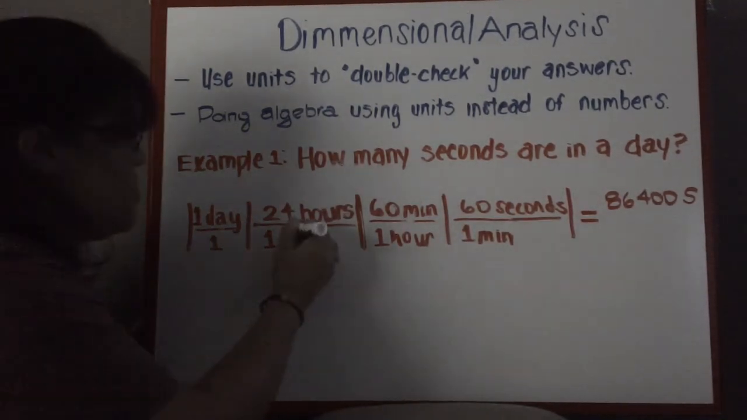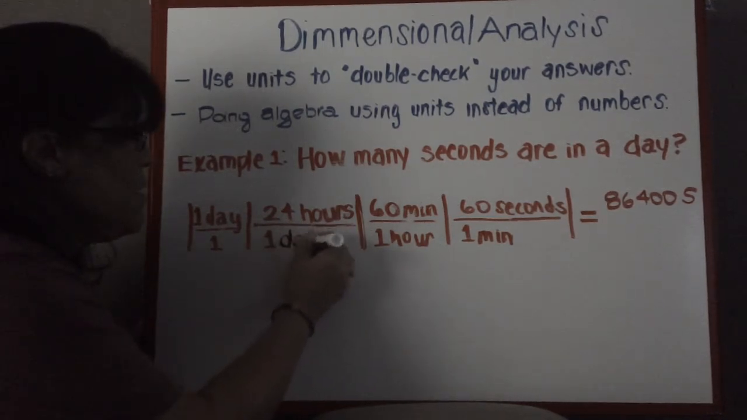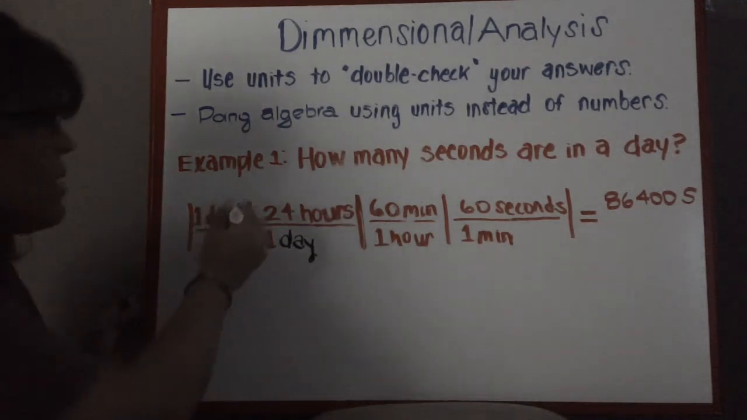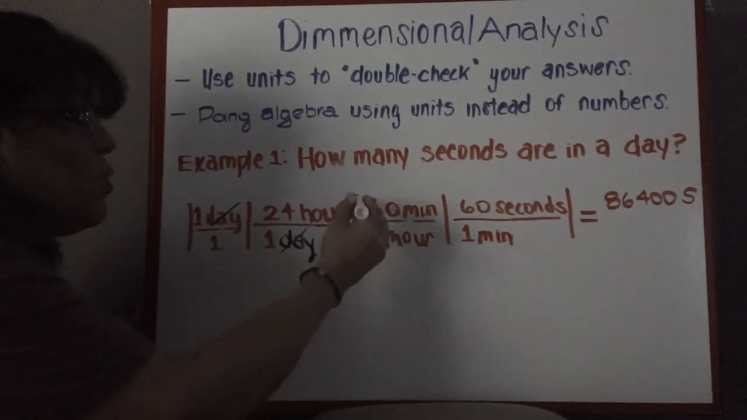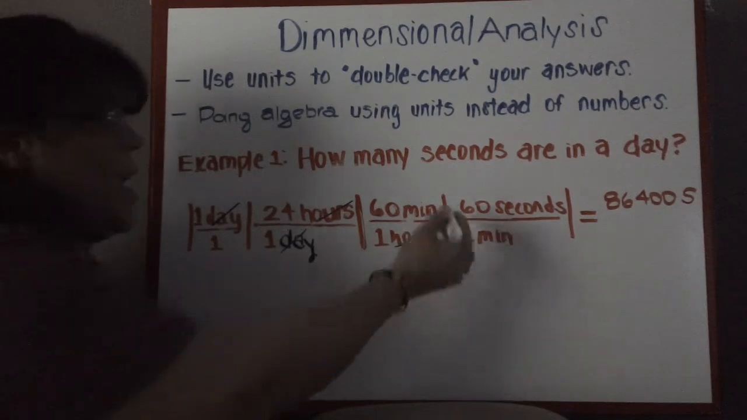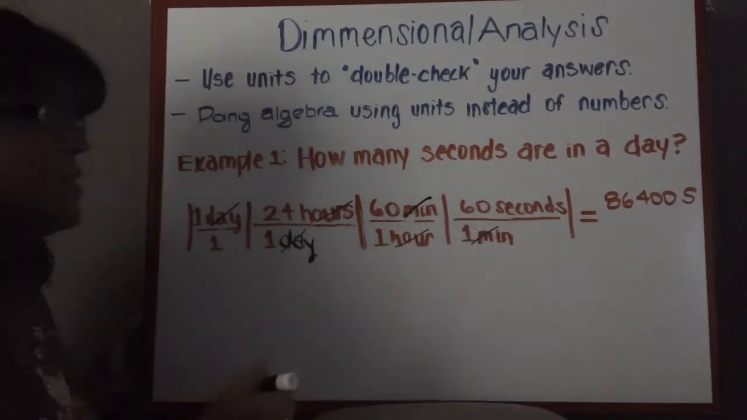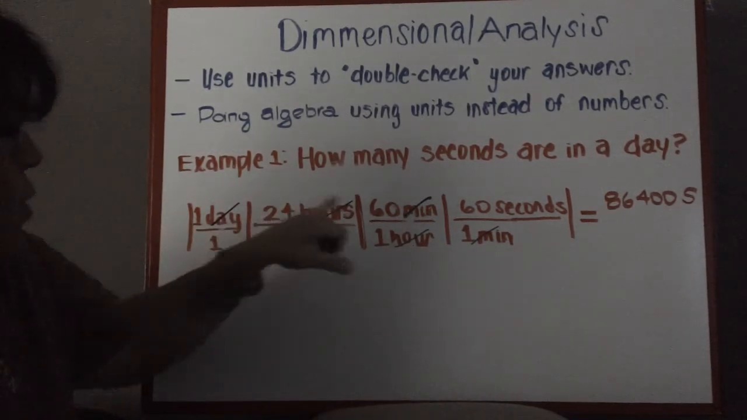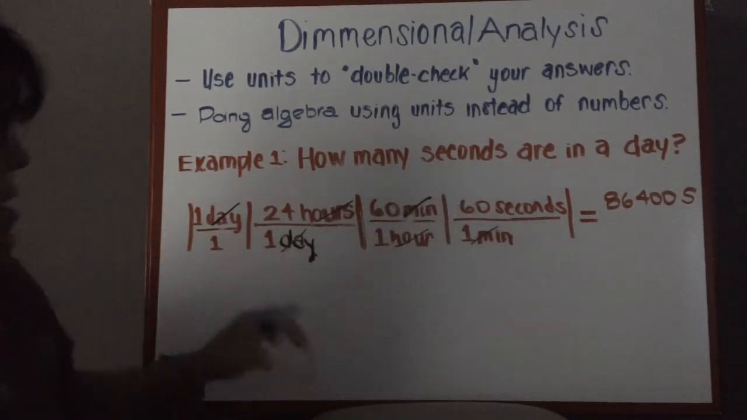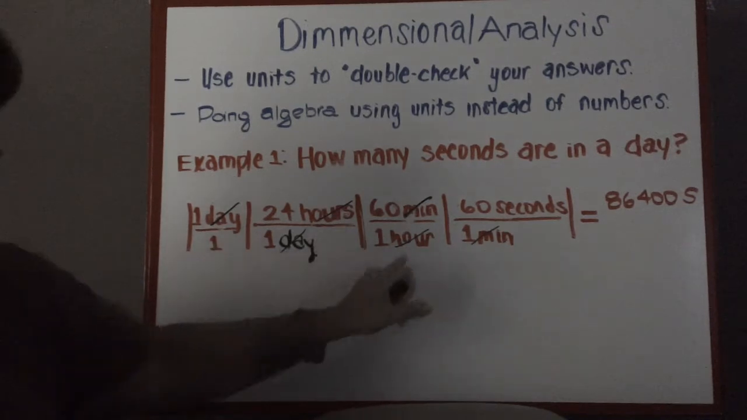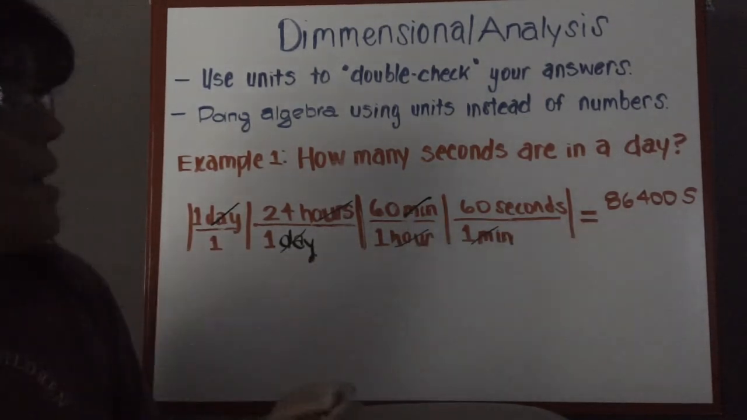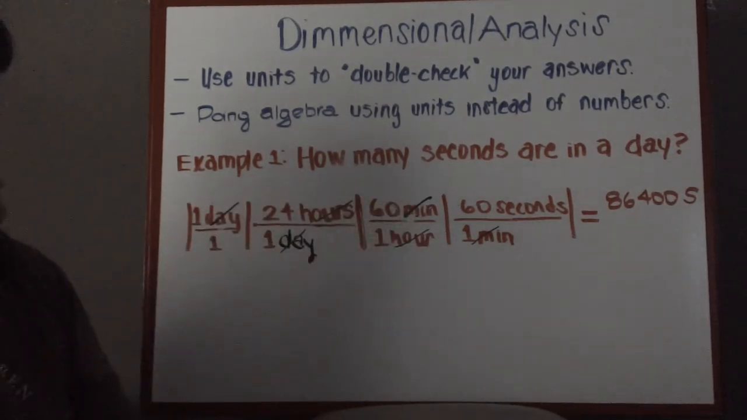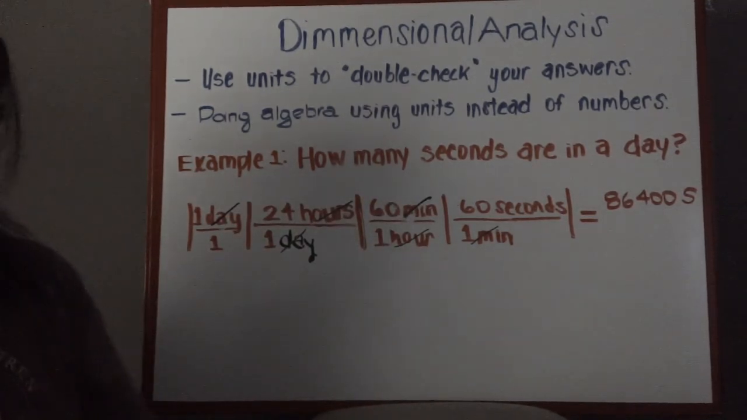So over here, now this should be day. Okay, so if I have 1 day over 1 day, it crosses out. And hour over hour crosses out. And minute over minute crosses out. And so then I can do the algebra. I can say 1 times 24 times 60 times 60 divided by 1 times 1 times 1 times 1 equals 86,400 seconds. So 1 day is equivalent to 86,400 seconds.